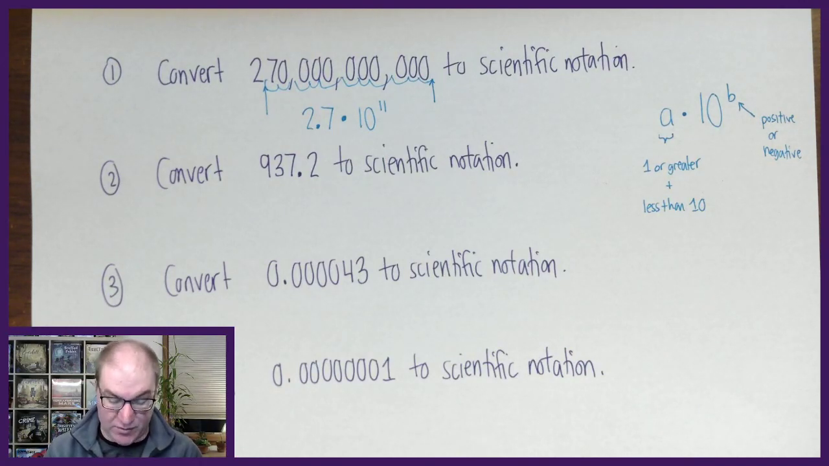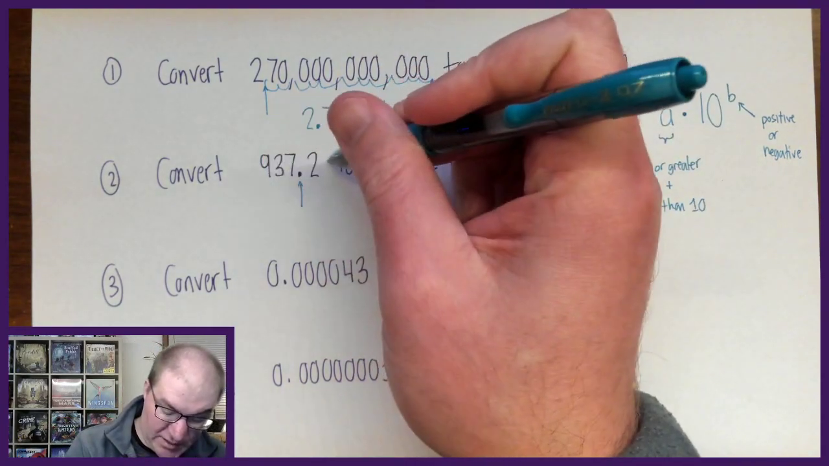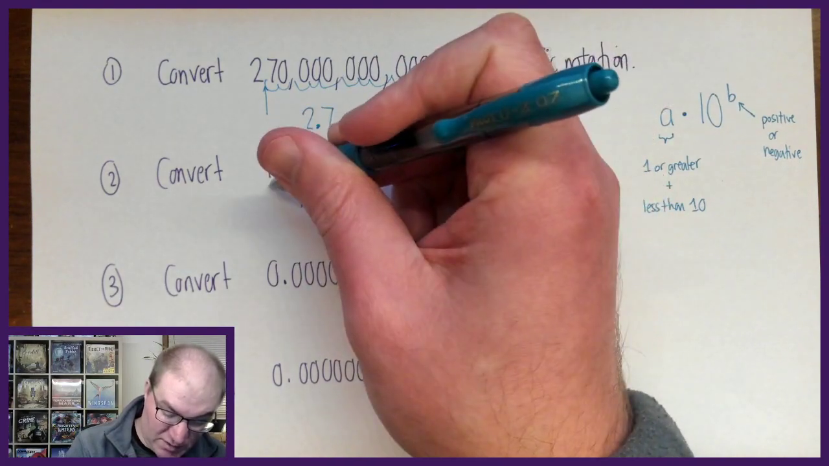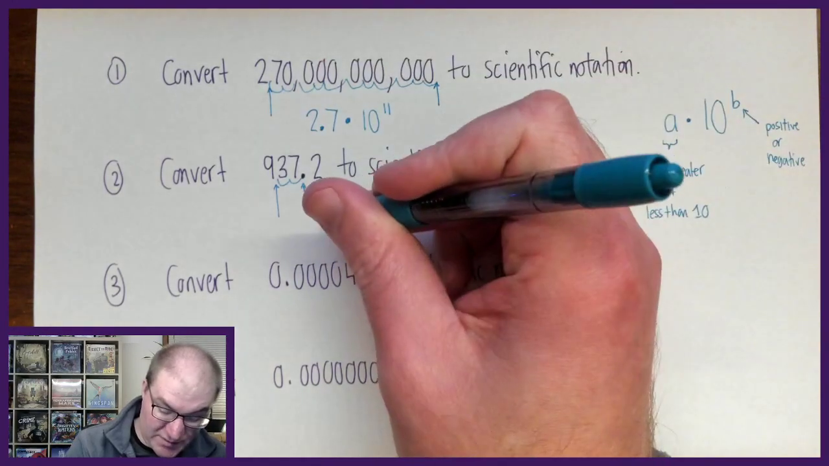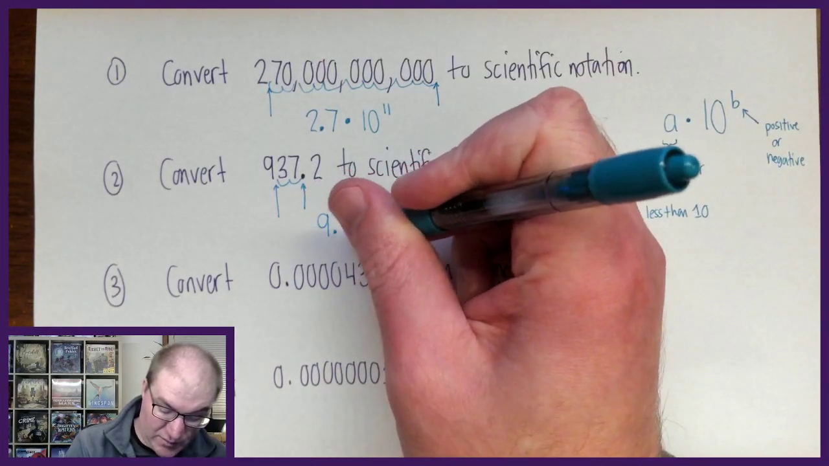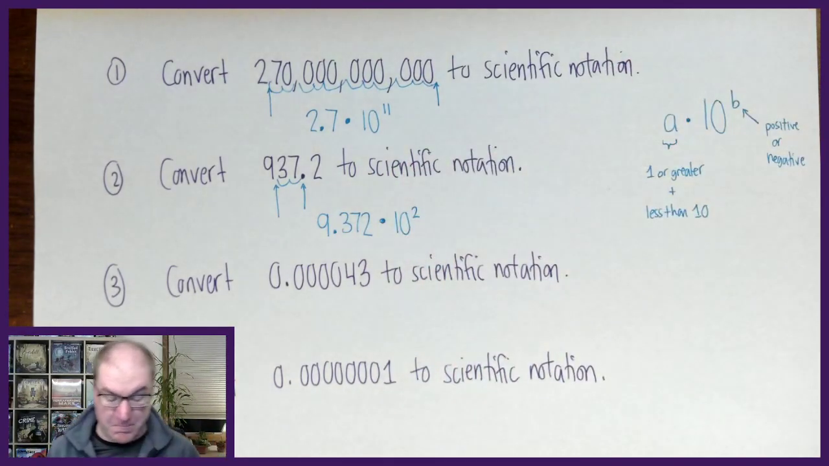Let's do example 2. Convert 937 and 2/10 to scientific notation. Same process. The decimal's right there, and I need to put it to make this number between 1 and 10, so it needs to go right there. So I'm just going to move it 2 places. So my answer is 9.372 times 10 to the second.